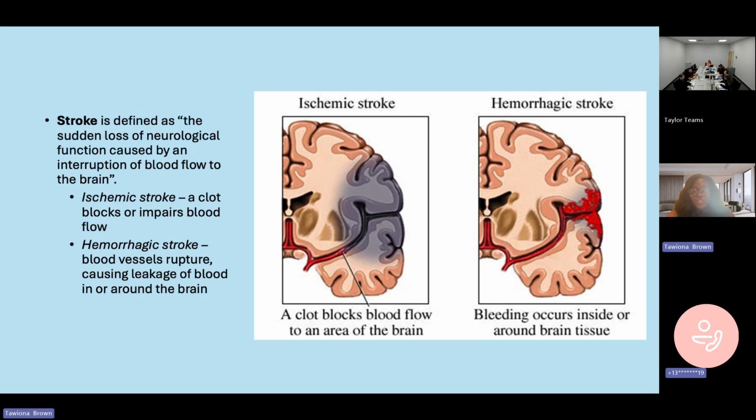So please be sure to understand and know the difference between the two types of strokes that someone can have. One, an ischemic stroke where blood flow is blocked. Two, a hemorrhagic stroke where there's bleeding that's going to occur within the brain.